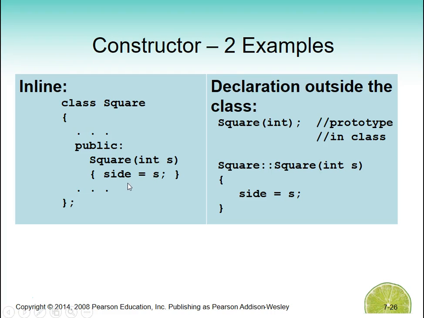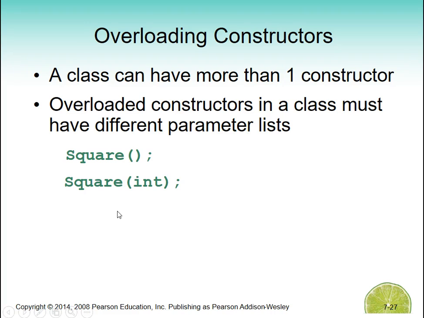When you declare the method outside the class, you will have to use the scope resolution operator to say that the constructor square is associated with class square. We will do this type of prototype and this type of definition later in our chapter. For now, you're going to be using the inline constructor.